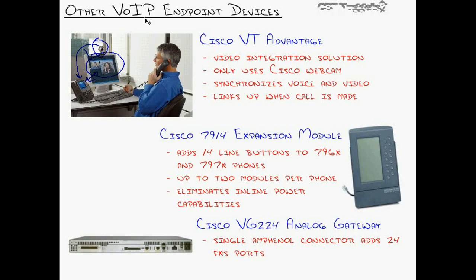I should mention that VT Advantage is tied to this webcam. It's not like software that works with any webcam. When you buy a VT Advantage kit, it comes in a box and it has the webcam and the software all in this box. So it only works with that webcam. So that's one consideration. You've got the 7914, 15, 16.